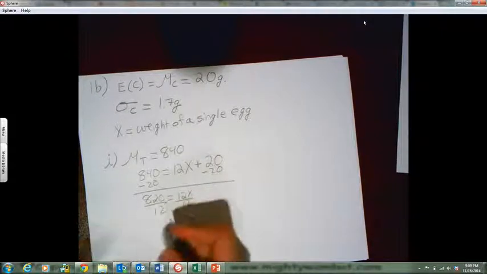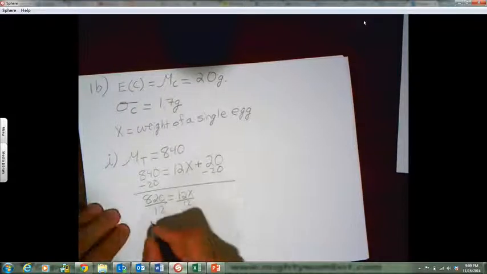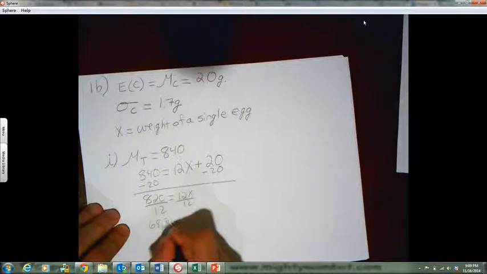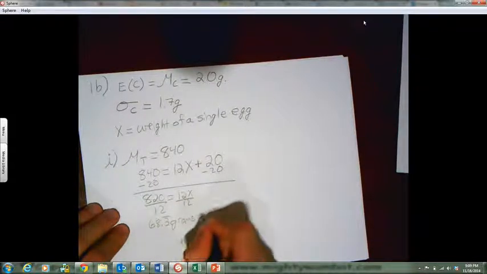Let me check on my calculator over here. Actually, I don't have a calculator on me. I've already done this problem. Anyways, 68.3 repeating grams is equal to the mean of X.